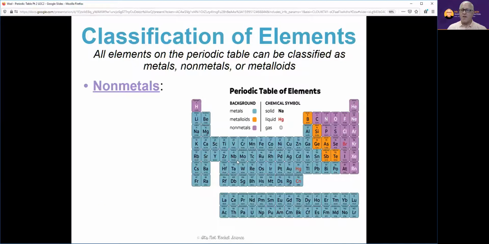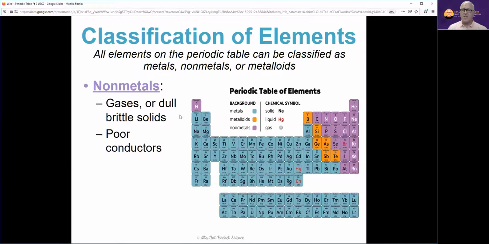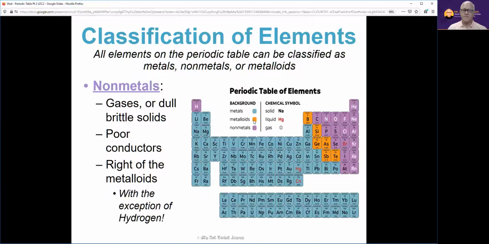Then we get the nonmetals, and the nonmetals are represented here in lavender. And these are gases or dull, brittle solids. Gases and nonmetals are very poor conductors. They will not conduct electricity, or they will not conduct heat very well. They're to the right of the metalloids, plus, of course, hydrogen. Hydrogen is all the way up here to the left.